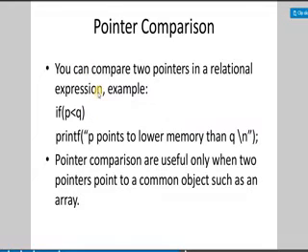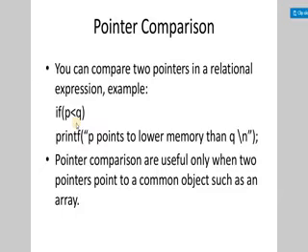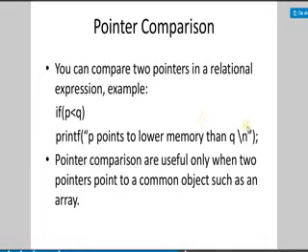we can compare two pointers. As you can see, P and Q are both pointer variables. So by using relational operators, P less than Q, P greater than Q, P equals Q, P not equals Q, we can apply all the relational operators on P and Q to find out the relationship. That is possible. But this concept of comparison is basically useful only when both pointers are indicating a common object such as an array. Then we can apply this concept of comparison of pointers.